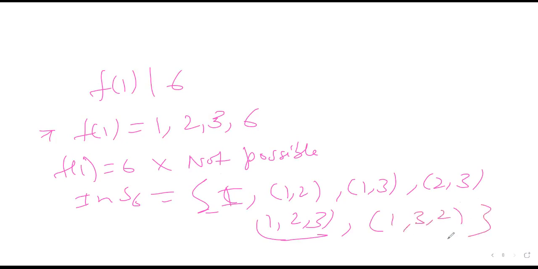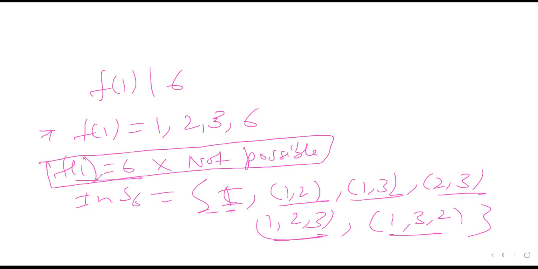These are the elements of S3. This has order 3, order 3, order 2, order 2, order 2. Okay, identity order 1. There is no element of order 6, so this is not possible. Because in the end the image will be an element of S3, and there exists no element of S3 which has order 6. So F1 cannot have order 6.